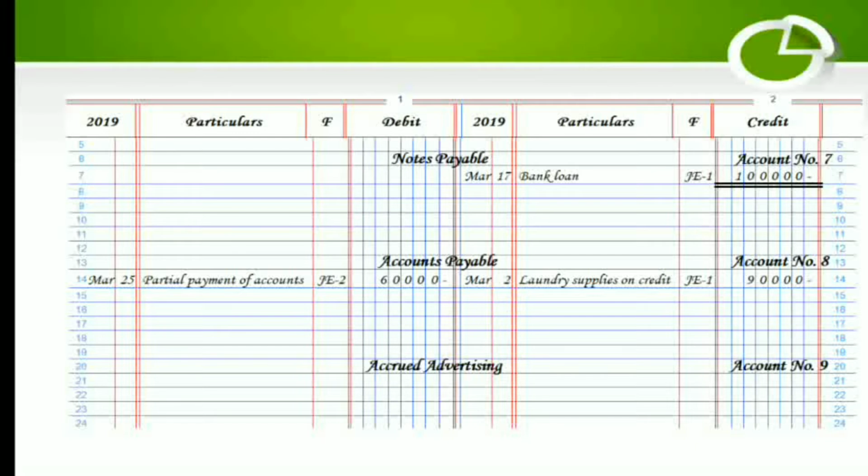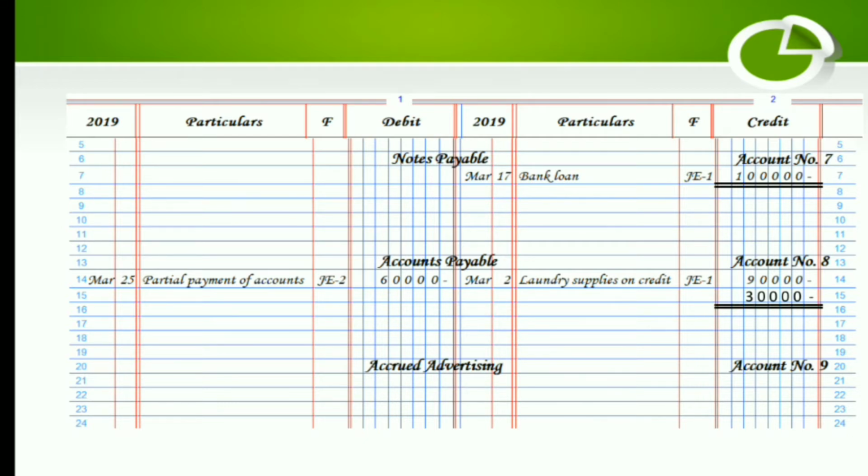Next one is account number 8, which is accounts payable. The accounts payable account has only one debit amount, and that is the 60,000 pesos partial payment of accounts payable, and only one credit amount, which is the 90,000 laundry supplies on credit. So the difference between the 60,000 and the 90,000 is 30,000. And this is written in the credit side since the credit amount of 90,000 is greater than the debit amount of 60,000, and we're going to double rule the 30,000.